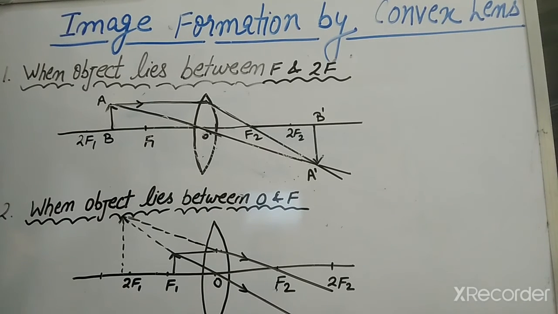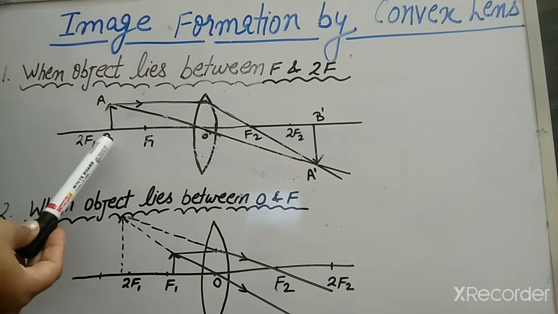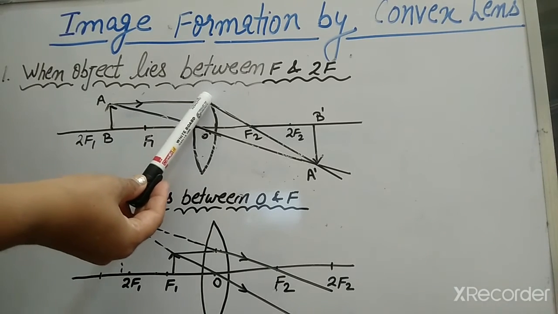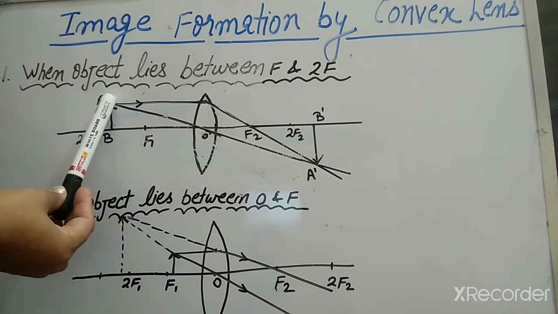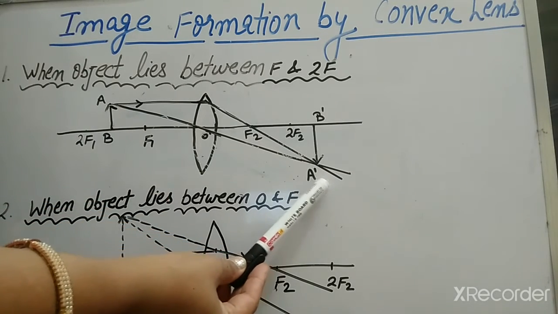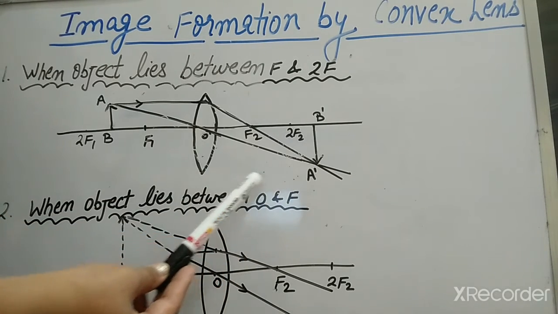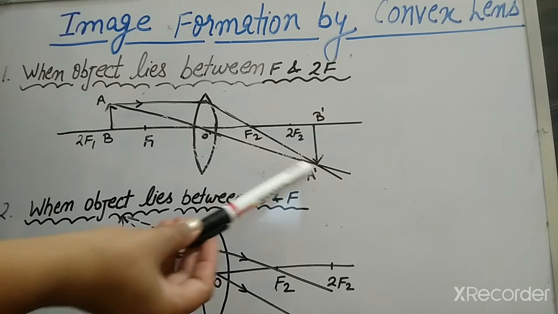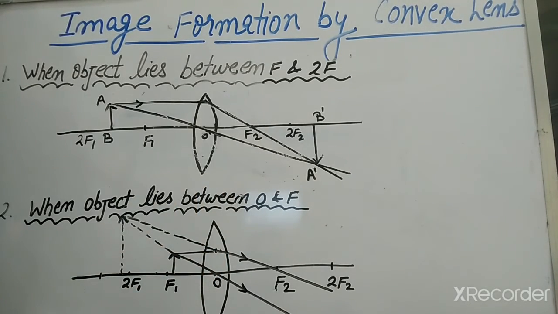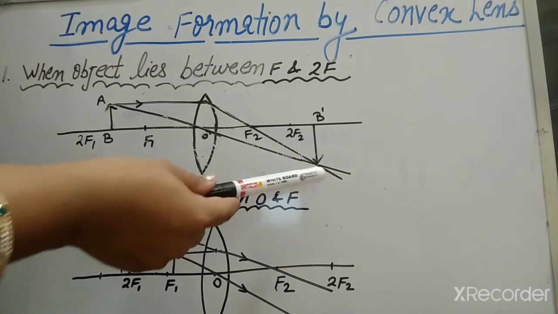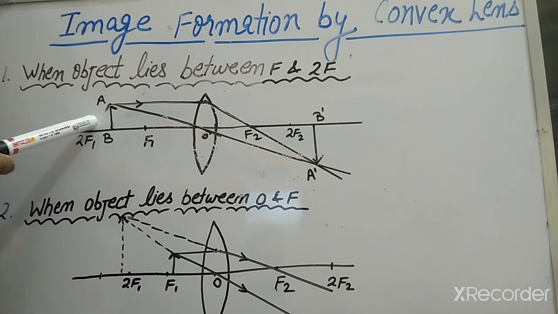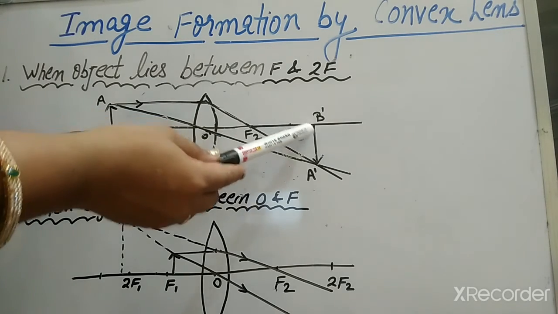Now we see when the object lies between f and 2f. Here is the object, and one ray goes parallel first and passes through the focus, and another ray passes through the optical center, and the two rays intersect at point A dash, so the image is formed here. So what are the characteristics? The image is formed beyond 2f on the other side of the convex lens, and the size of the image is enlarged as compared to the object, right? And it is real and inverted.